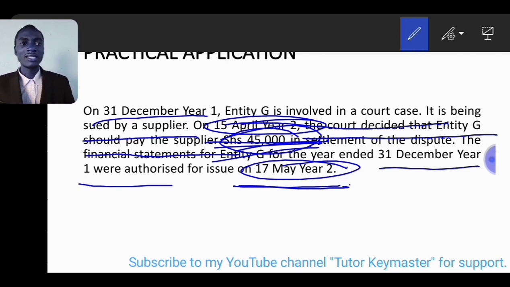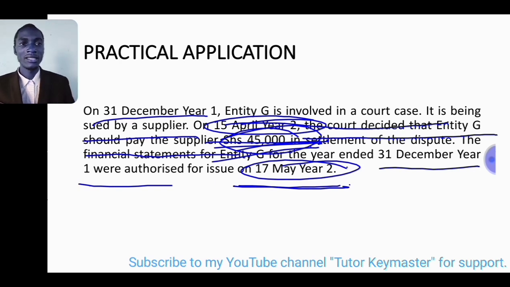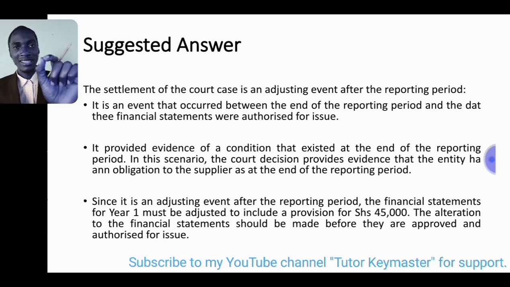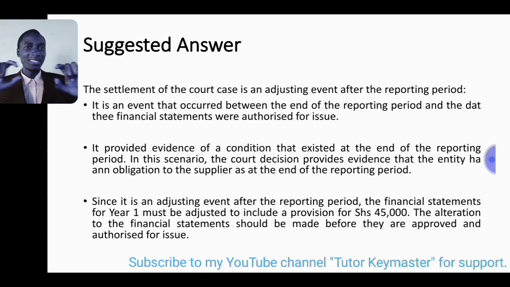Now, is it a non-adjusting event or an adjusting event? Remember, by the reporting date, we see that the entity is already involved in a court case. So when the court decided on 15th April year 2 that the entity should pay the supplier shillings 45,000 in settlement of the dispute, that is already a confirmation of the conditions that existed at the reporting date. By the reporting date, there was already something: the company is involved in a court case. After the reporting period, by the time the court decides, it means that you have to adjust your financial statements. So that is an adjusting event.